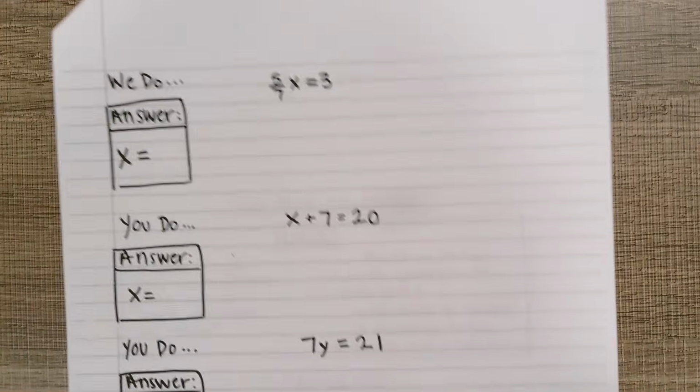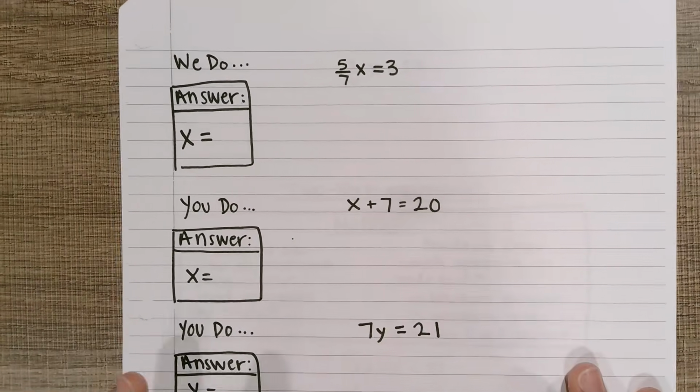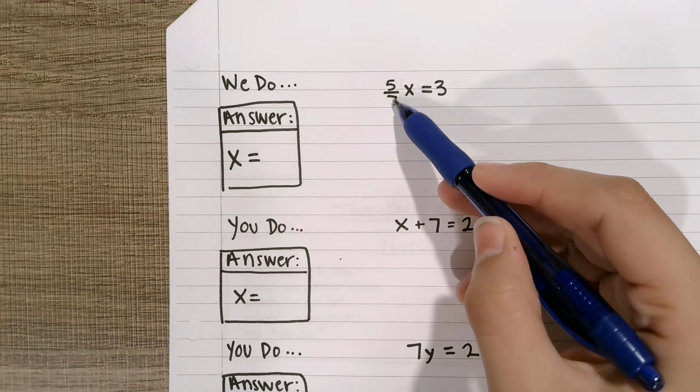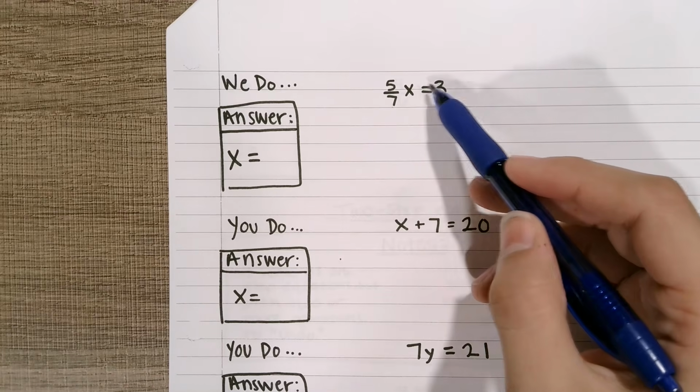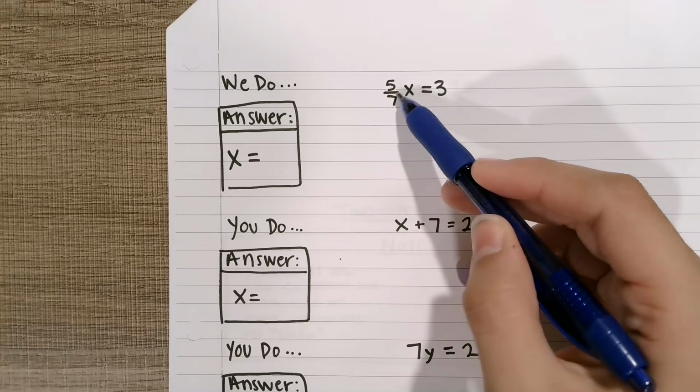Okay, so now we should be on page 2. On our last "we do" before you start doing it on your own, we have 5 divided by 7, or 5 over 7, times x equals 3. I don't see an operation in between. That's how I know they're being multiplied.